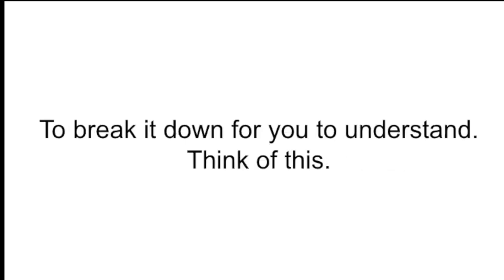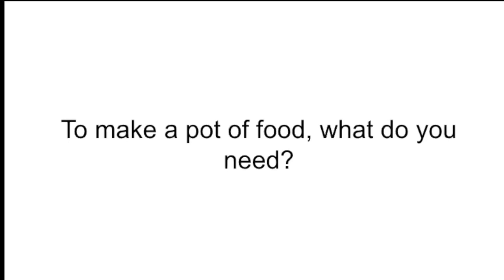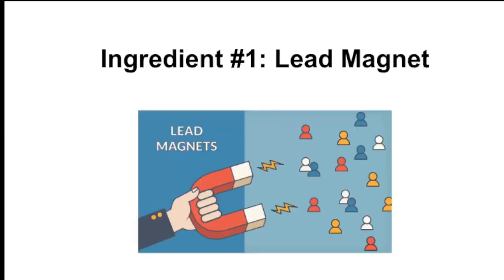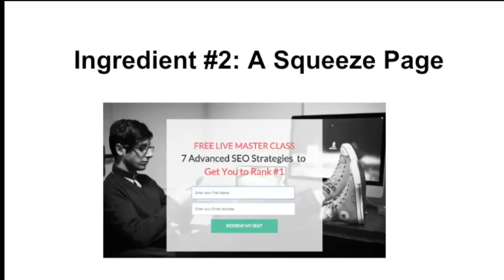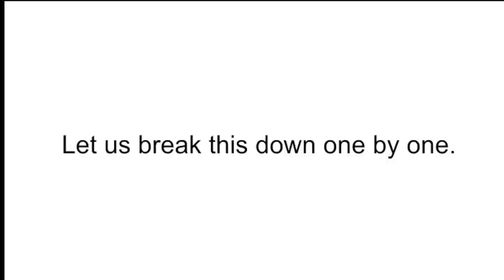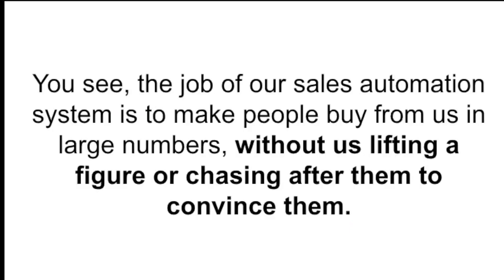To break it down for you to understand, think of this. To make a pot of soup, what do you need? Simple, you need ingredients. It is the same thing with sales automation, but the three ingredients you need to create sales automation include: ingredient number 1 is a lead magnet, 2 is a squeeze page, 3 an autoresponder. When you link these three together, you have a sales automation system. Let us break it down for you one by one so you perfectly understand it.